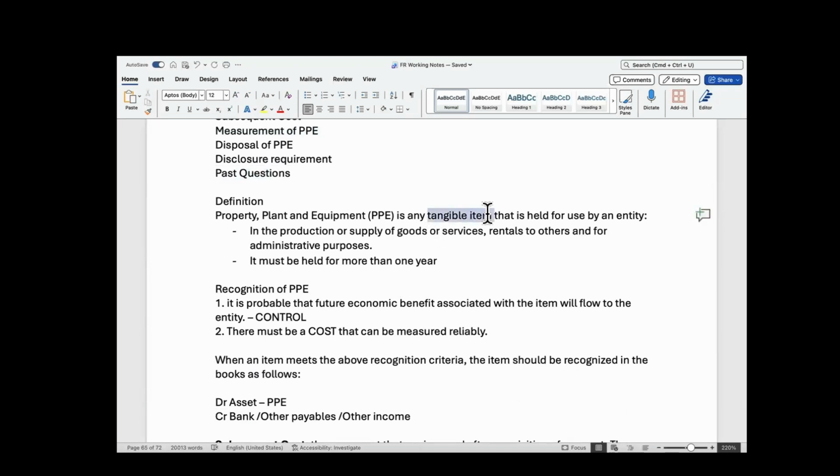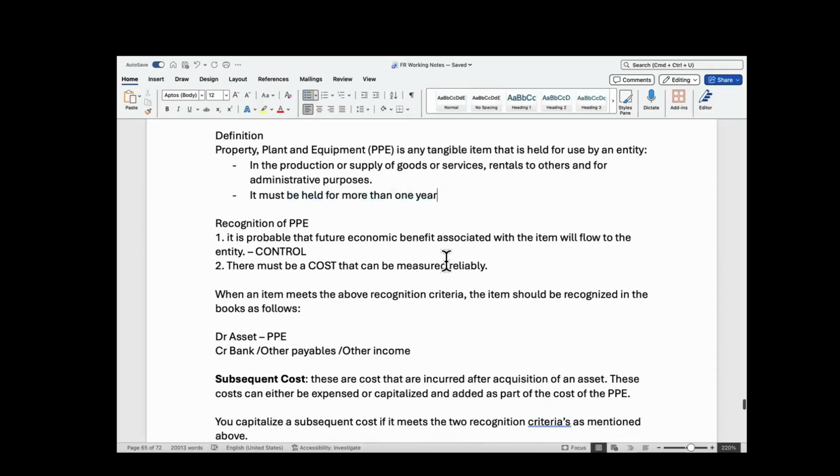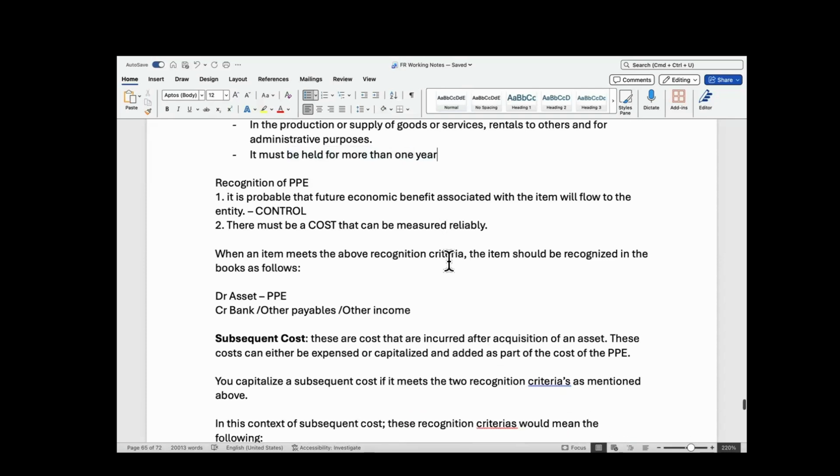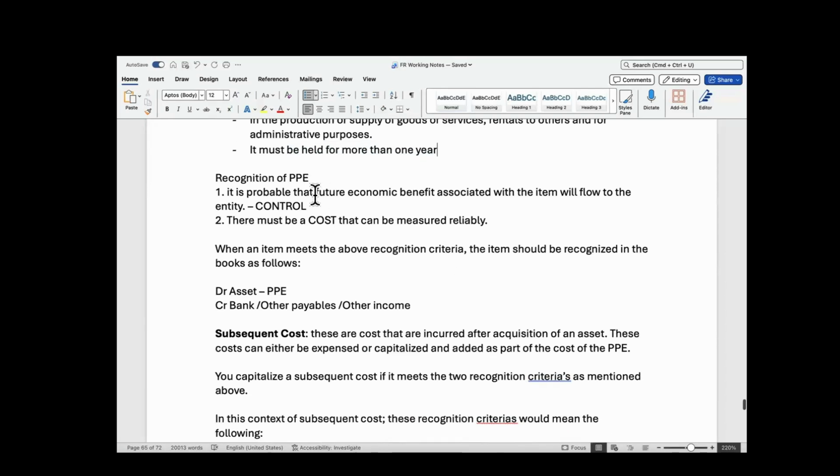The major highlight here was the tangibility. What makes PPE is the fact that it's tangible, any tangible item really can be PPE, provided that you're actually using it. And the usage here is production, supply, rentals, or for admin, and you are using it for more than 1 year, right? And yes, if it meets the definition, recognize it in your books. If it will generate future economic benefit that is going to flow to you, meaning control, and it has a cost that can be measured reliably.